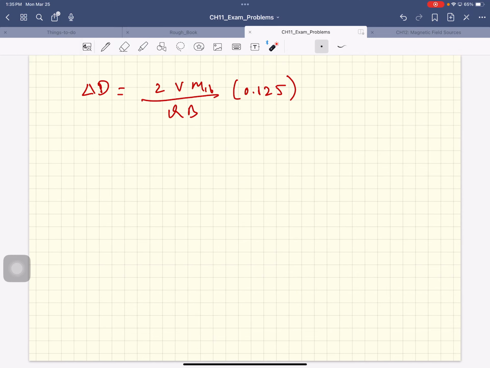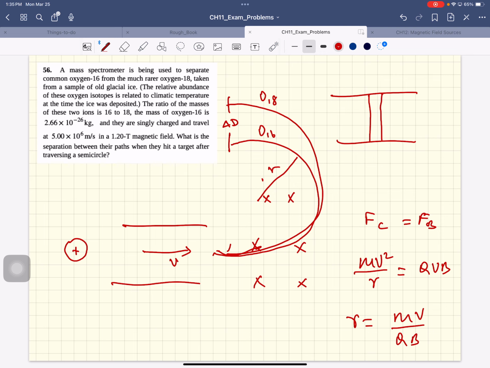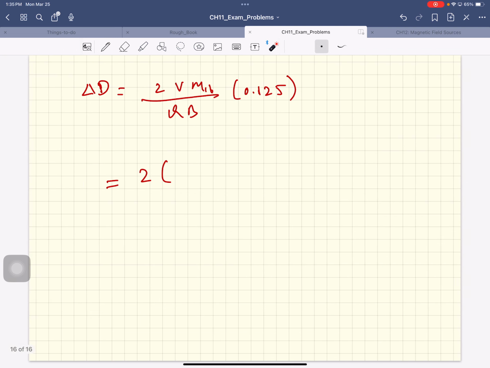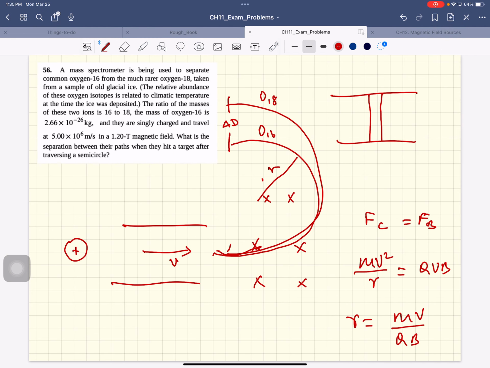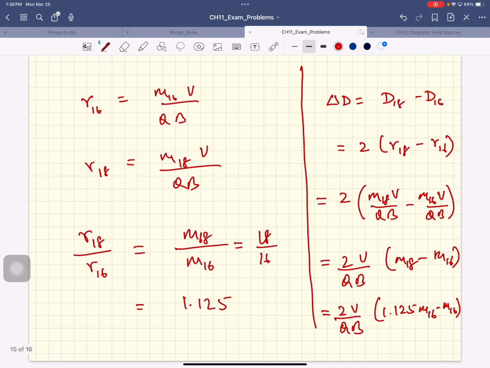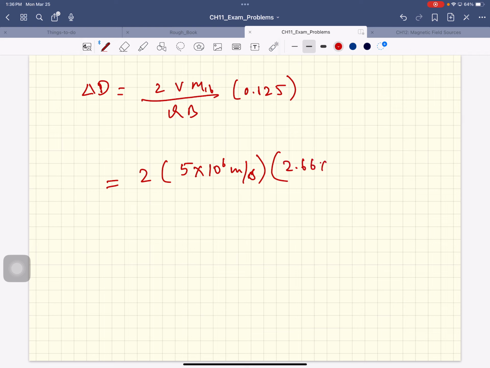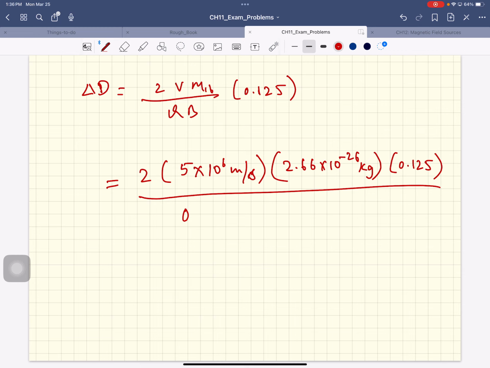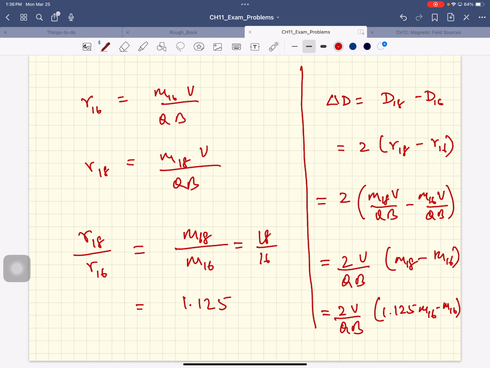All right, so we have all the quantities. 2 times the velocity, which is 5 times 10 to the 6 meters per second. The mass of an oxygen 16 atom is 2.66 times 10 to the minus 26 kg. The charge, since it's a singly charged oxygen atom, is 1.67 times 10 to the minus 19 coulombs, and it's in the presence of a 1.2 Tesla magnetic field.